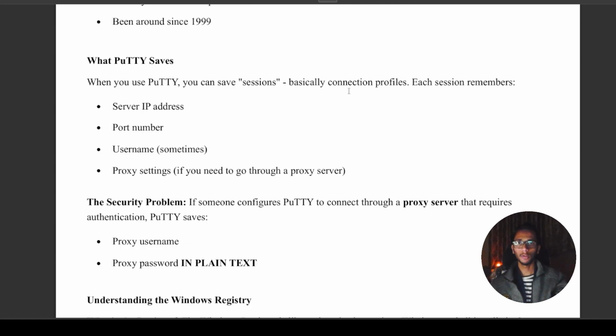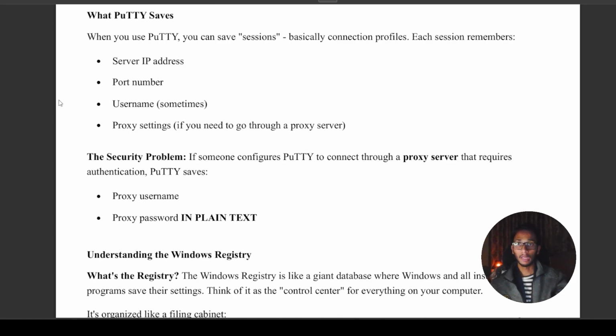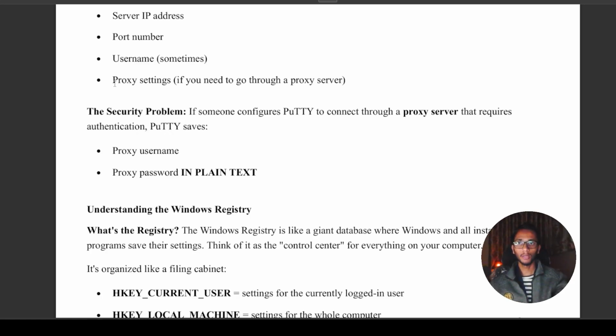How this software works is that it makes profiles, and each profile has information like the server IP address, port number, the username, and also the proxy setting. This is optional, but if someone wants to configure it, they can have the proxy setting. Otherwise it will just be empty, right? So if someone configures the proxy setting, PuTTY will store the username of the proxy and also the password of the proxy in plain text that everybody can read, right?